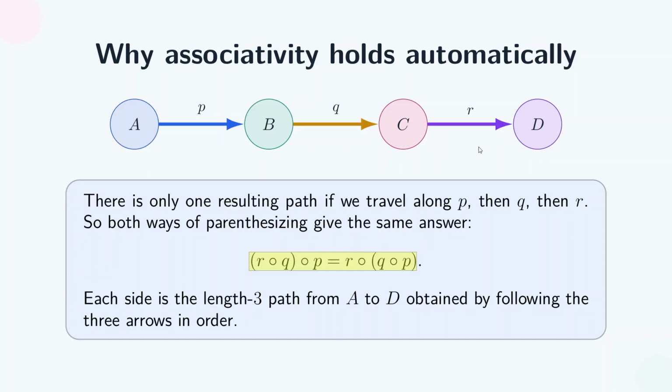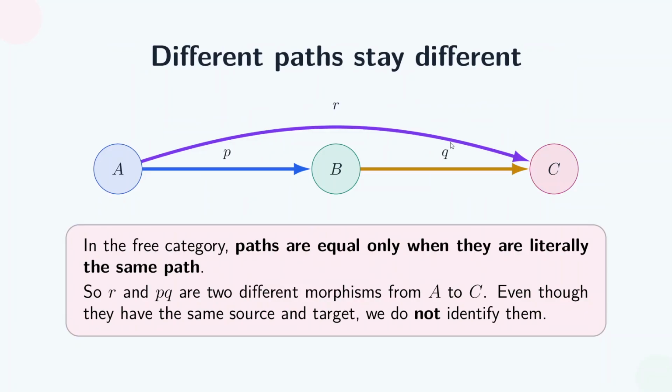Next, we meet another very important idea. Different paths stay different. This is one of the defining features of the free category. Look at the quiver with vertices A, B, and C. There is a direct arrow R from A to C. And there is also the longer route PQ, which means go from A to B using P, and then from B to C using Q.